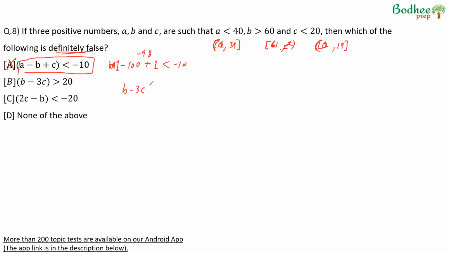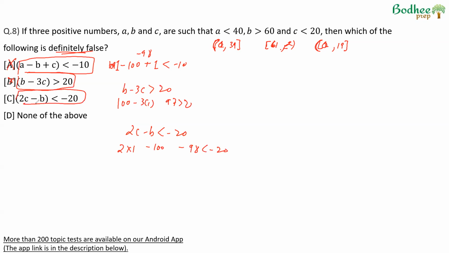B minus 3C is greater than 20. If we take B as 100, C as 1, 97 is greater than 20. So this can also be true, not always false. 2C minus B has to be less than minus 20. If we take C as 1 and B as 100, we get minus 98, which is less than minus 20. So this also can be true, not definitely false. Hence, none of these becomes my answer.